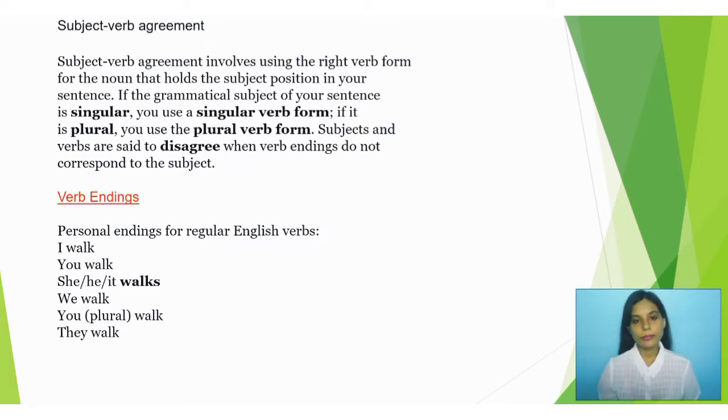We are going to talk about the different types, the different rules regarding subject-verb agreement, and the exceptional cases, where you put the singular verb forms and where you put the plural verb forms, about the verb endings, as you can see on the screen. So let's get started.